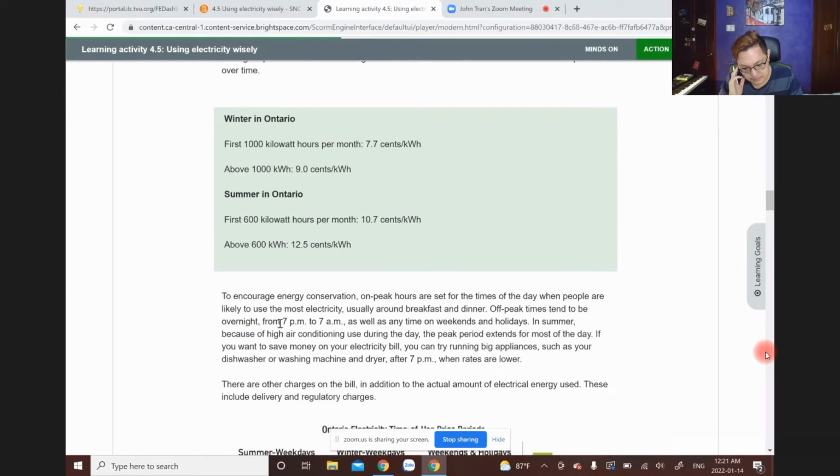It's going to be overnight from 7 p.m. to 7 a.m. as well as anytime on weekends and holidays. In summer, because of high air conditioning use during the day, the peak period extends for most of the day if you want to save money.